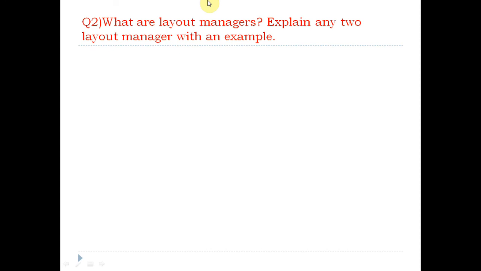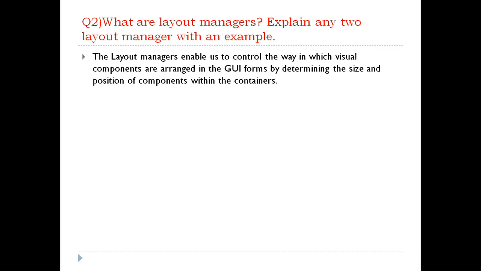So the next topic is layout manager. The question is: what are layout managers, and explain any two layout managers with an example. A layout manager is nothing but a class which is used to control the way of arranging our GUI components. It enables us to control the way in which visual components are arranged in the GUI forms by determining the size and position of components within the containers.